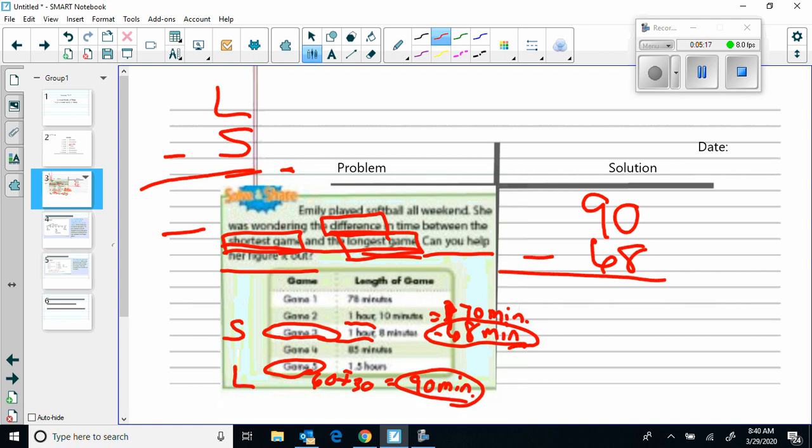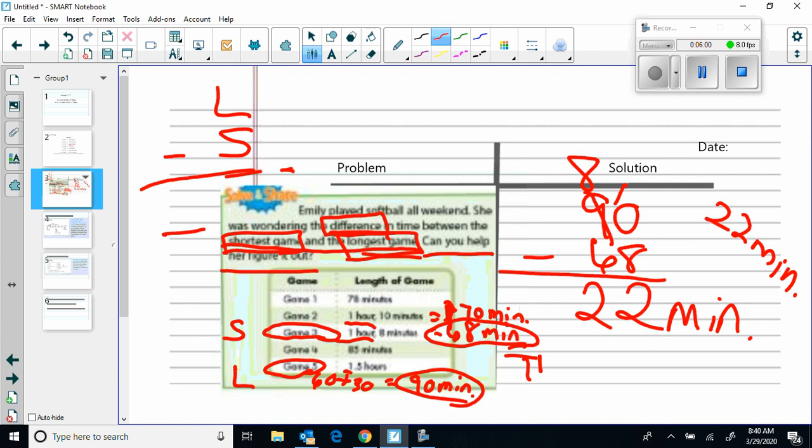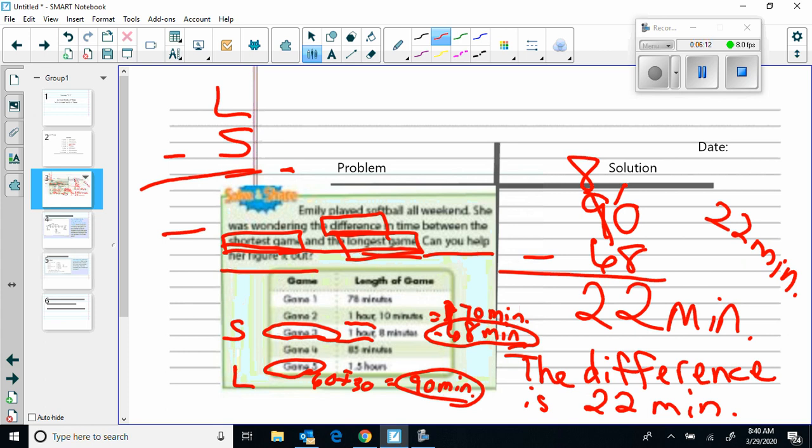And you can choose to count up. You could go 68 to 78, 88. So that would be 20, 89, 90. So it could be 22. There'd be a difference of 22 minutes. And I counted up into that in my head. Now, some of you maybe are unable to do that and you just need to use the standard algorithm for subtraction. So you're used to going next door and getting 10 more. So 10 minus 8 is 2 and 8 minus 6 is 2. So either way, we're showing 22 minutes. So what is the difference between the shortest game and the longest game? We would say the difference is 22 minutes as our answer.